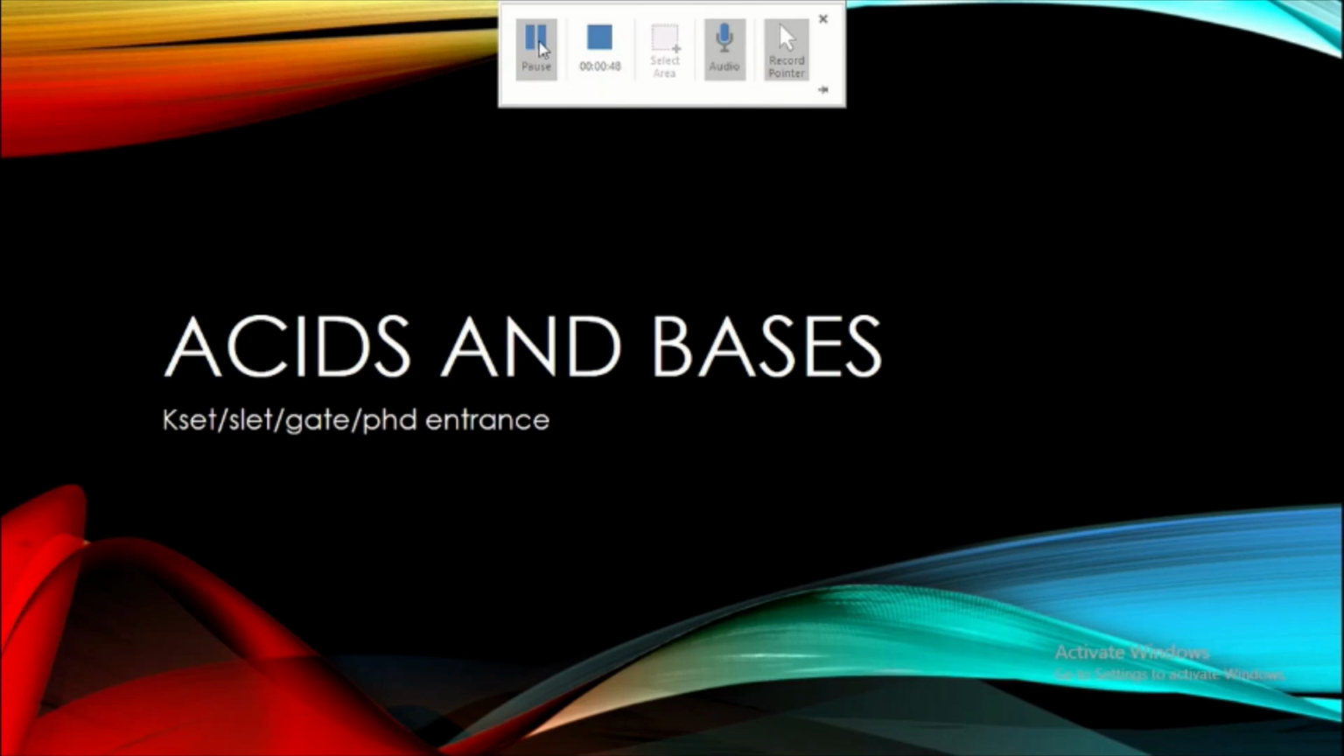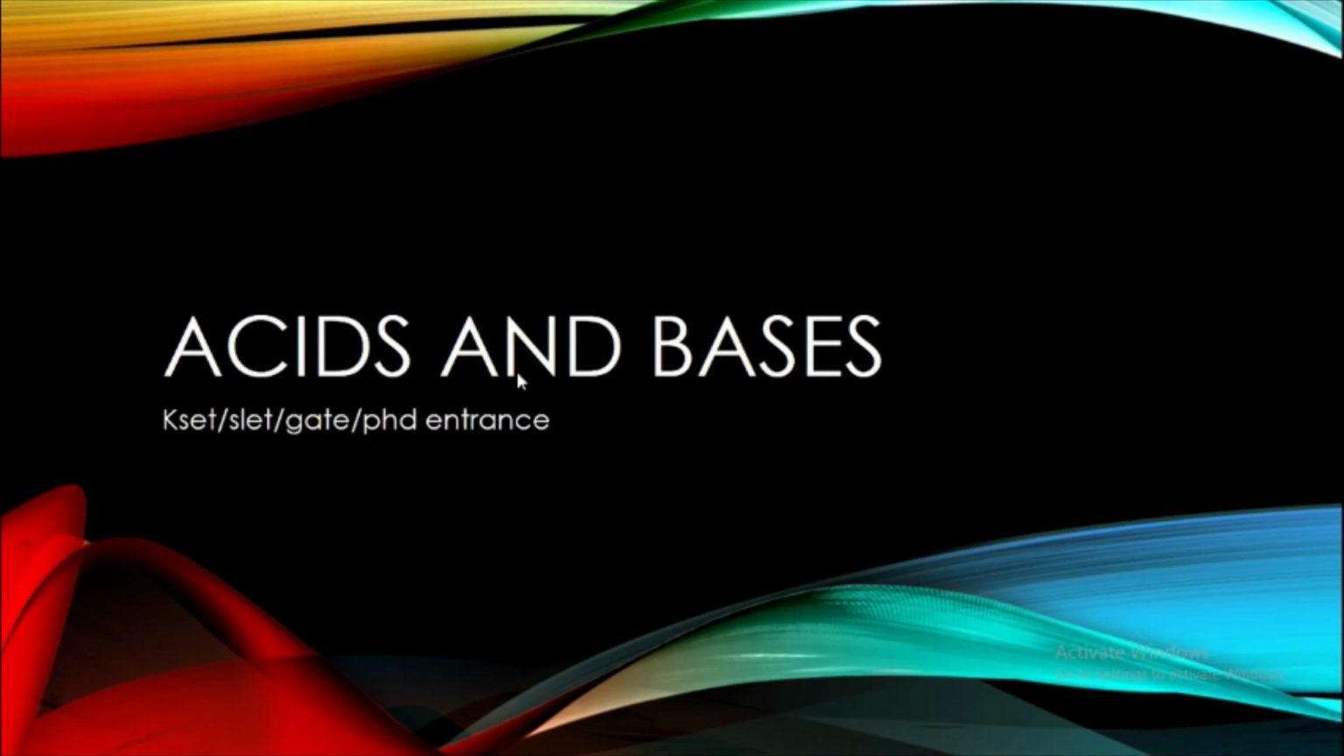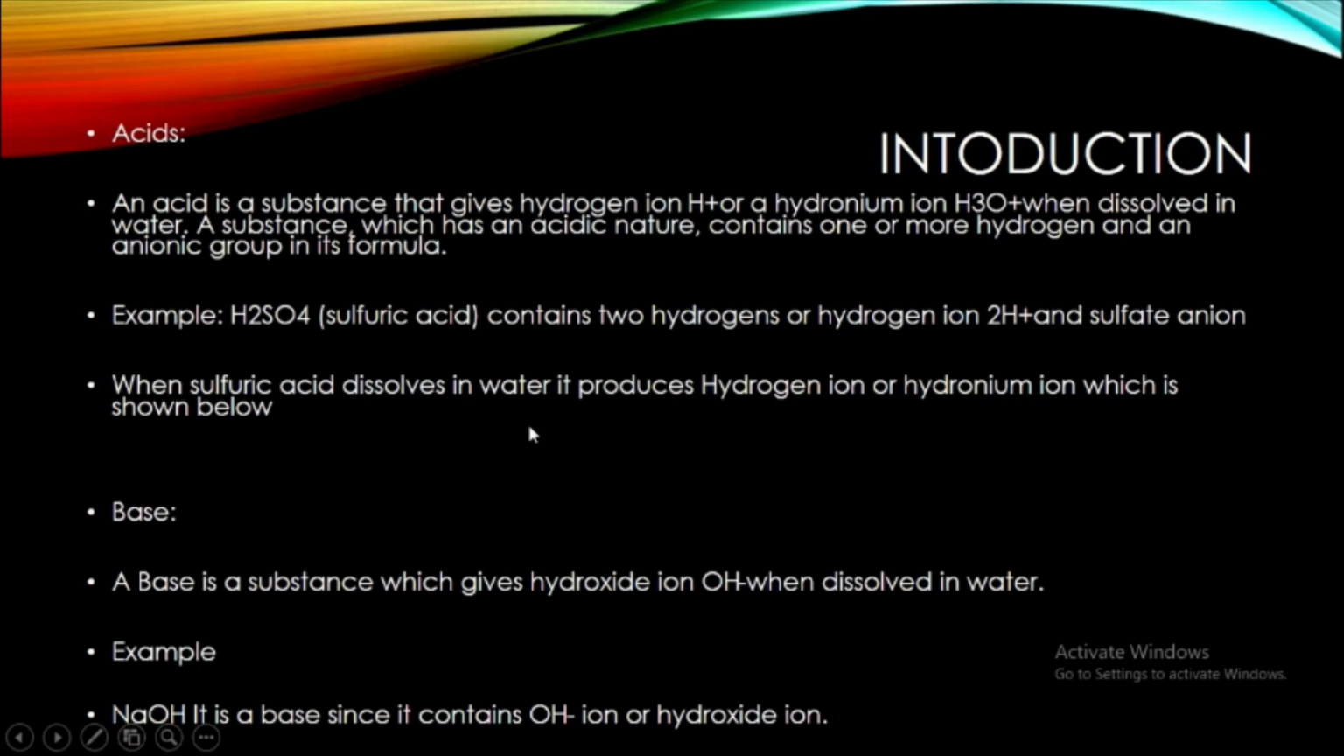In those laws, let us know the first law. So the first law is as follows. Before going to the laws, let us know some of the introductory part of acids and bases. As we know, an acid is a substance that gives a hydrogen ion, that is called H plus, or a hydronium ion H3O plus when dissolved in water. A substance which has an acidic nature contains one or more hydrogen and an anionic group in its formula. So what is meant by acid now? That is nothing but a substance which easily releases the hydrogen ion.